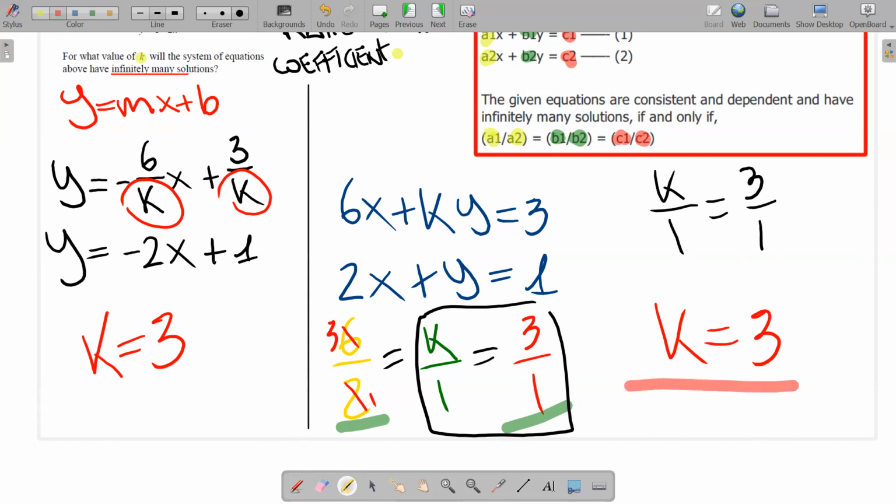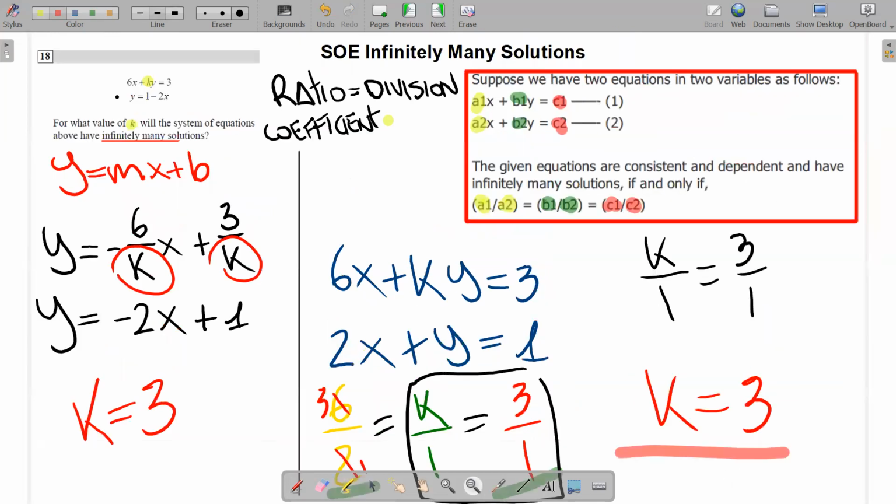So here you have two methods to solve the same question. The question is asking to find a system of infinitely many solutions. One is very quick and very intuitive. One is a little bit longer, but will give you the sure answer. It's up to you to use the one that you prefer.